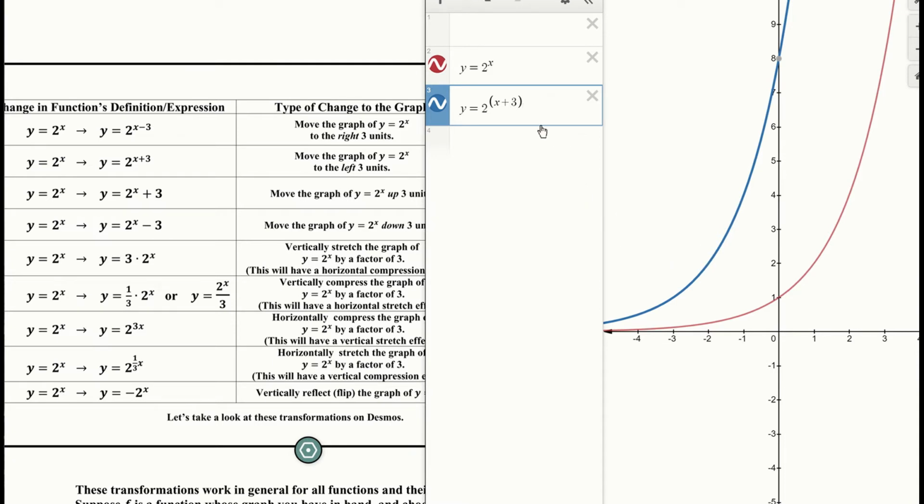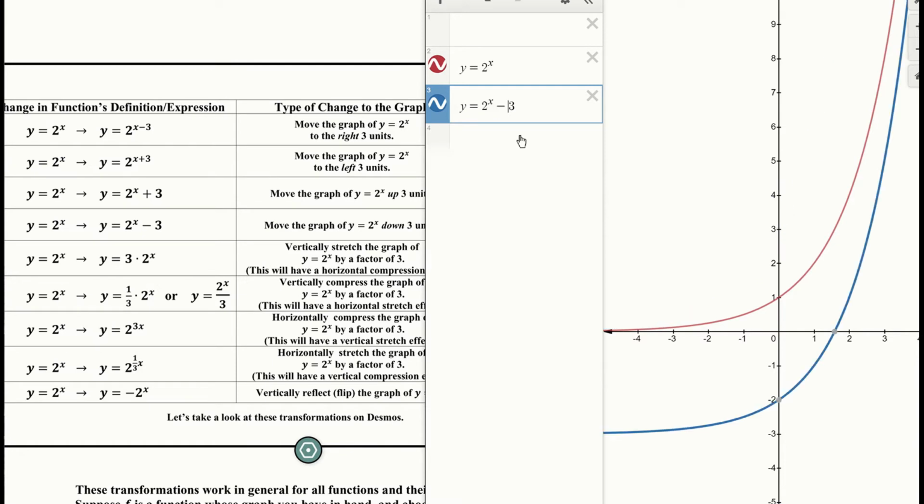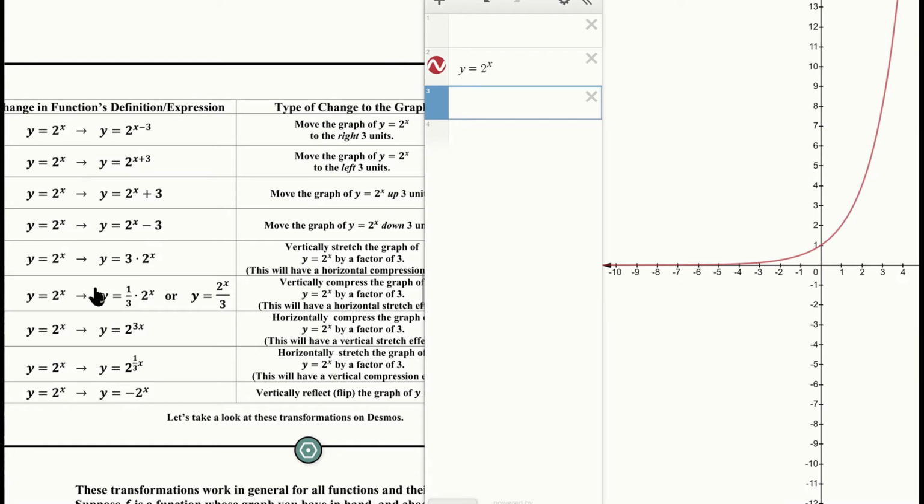Now, if we actually change the function and bring the change at the output level, so just add 3 to the 2 to the x itself, notice it's just going to move it up 3 units. And if we of course change that plus to a minus, that'll move the graph down 3 units. All right, so if we look at this vertical stretch example now, we have y equals 3 times 2 to the x.